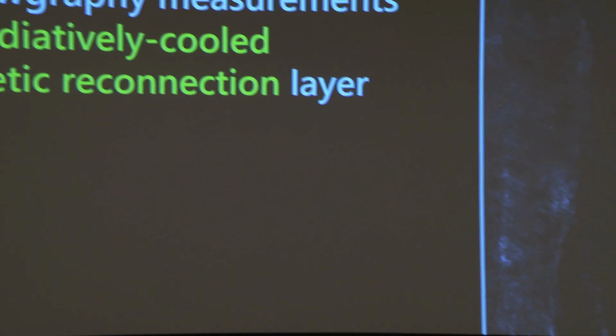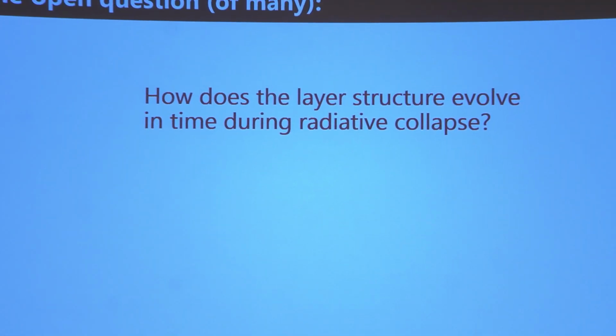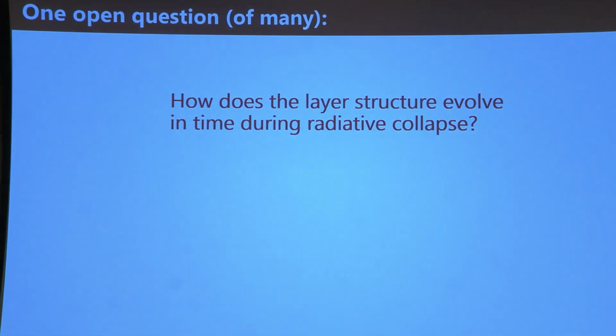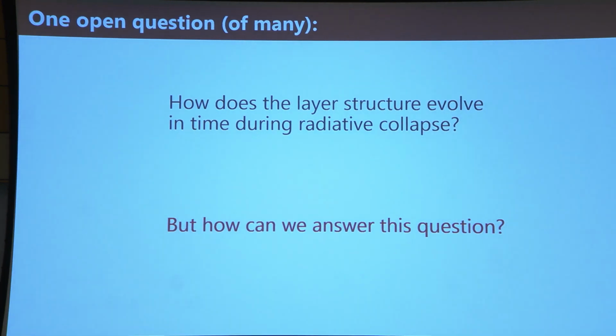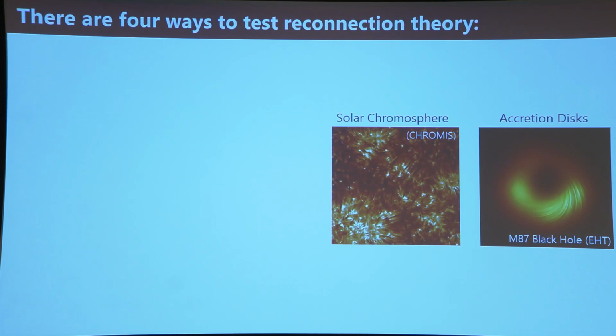Okay, so with this background, we can have an open question in this specific, very niche research field. And that question is, how does the layer structure evolve in time during radiative collapse? But before we can immediately answer this question, we need to figure out how do we even address this? How can we actually gain any understanding here?